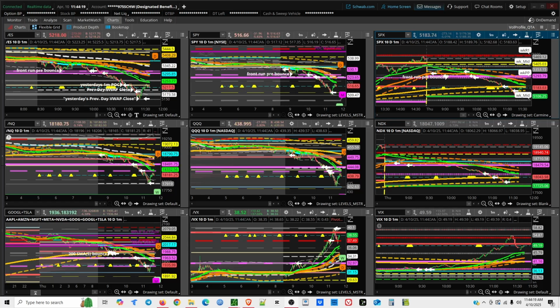I do have two other screens, but what I'm going to do right now is I'm going to drill down into some of the individual screens and show you the things that I was looking for to inform the trades that I took. So let's start out by looking at SPX.